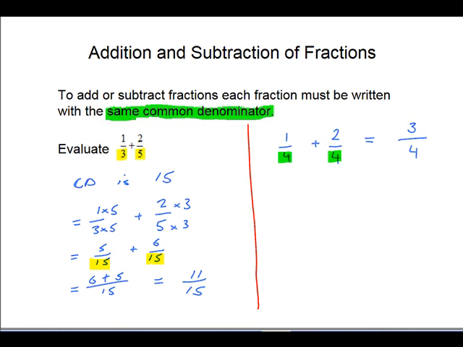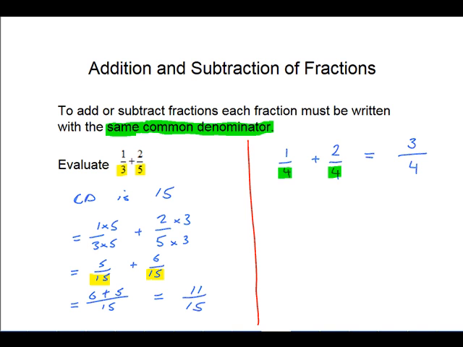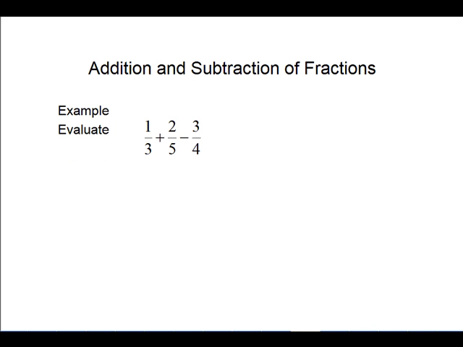So the key thing is common denominator. Here we are. Here's another example. In this case, we need to find a number that 3, 5 and 4 all go into. The easiest way to find it is just to multiply the numbers together.